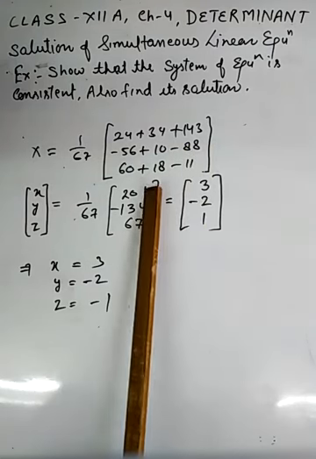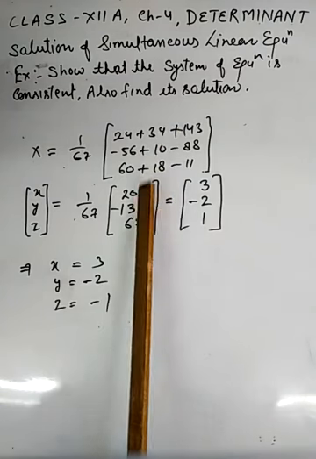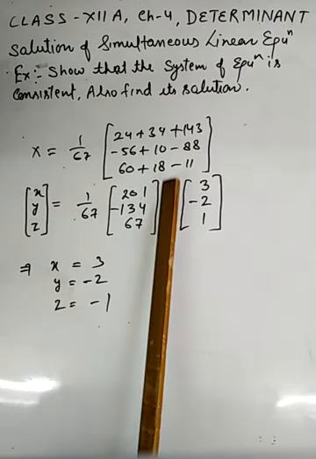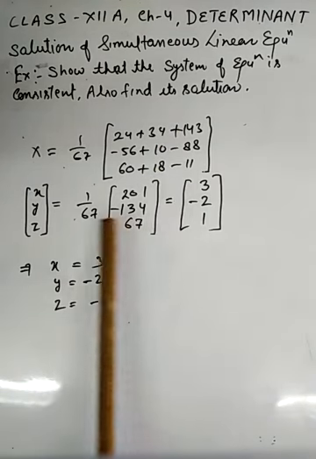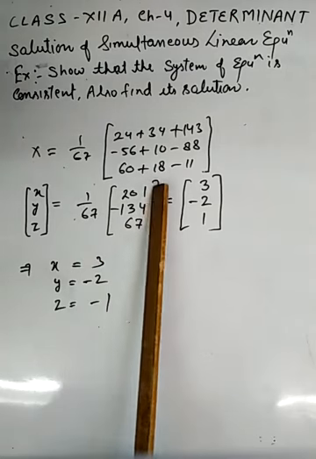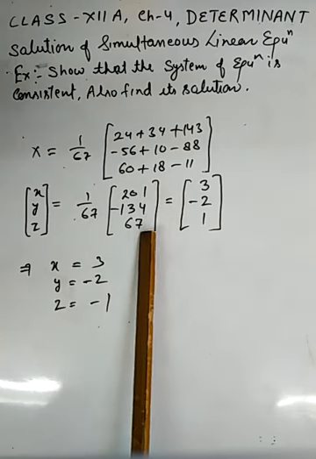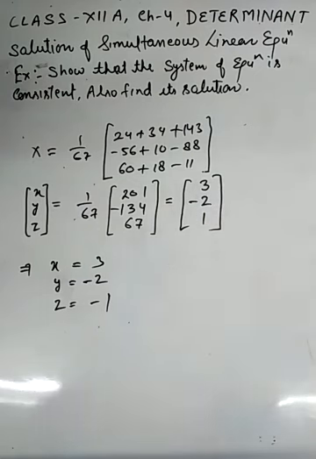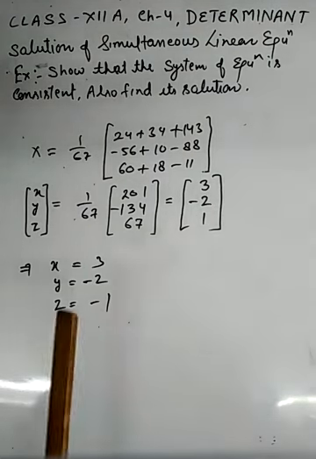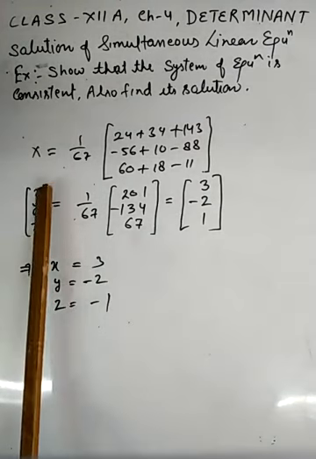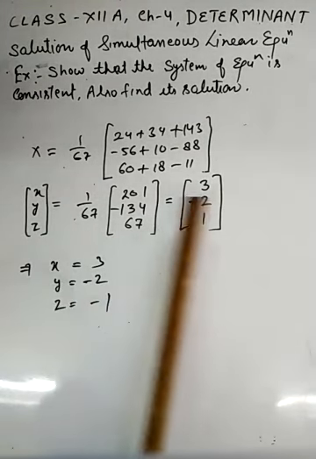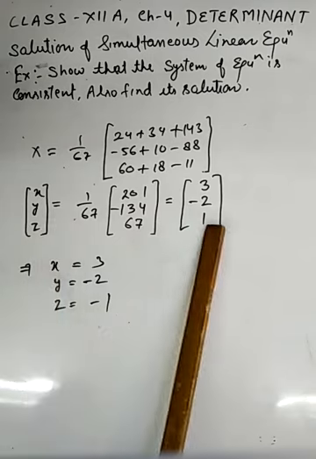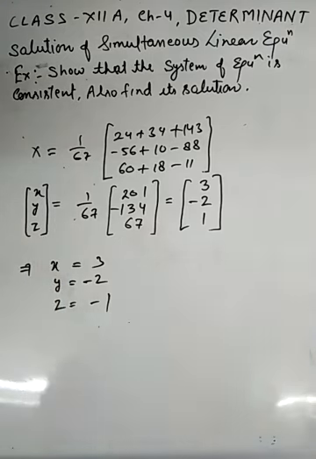On solving, we get 201, minus 134, and 67. Dividing by 67, we get 3, minus 2, 1, which satisfies the given set of equations. So on comparing, x equal to 3, y equal to minus 2 and z equal to 1 is the required solution of the given equations.